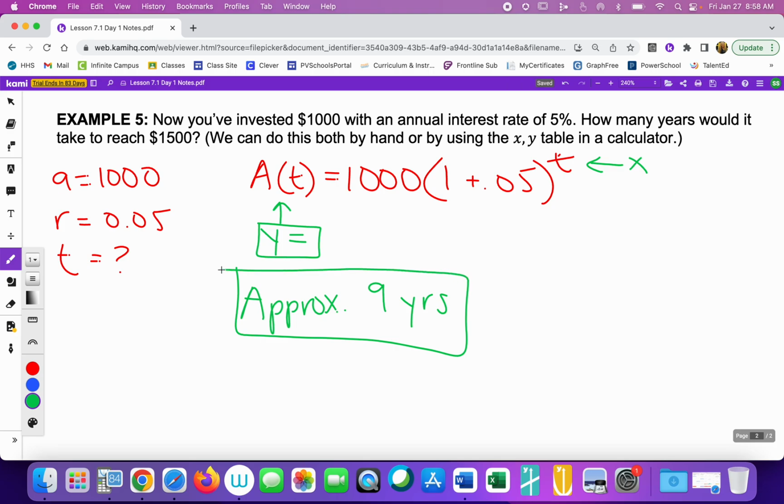Okay. Now, eventually, we will learn how to. We would put 1500 here. We would do some different things to get the x out of the exponent, but we will do that eventually coming up in this unit. But you can use that XY table in order to figure that out. Okay.